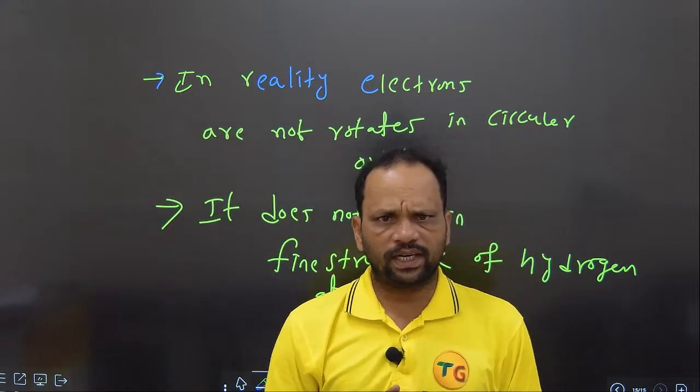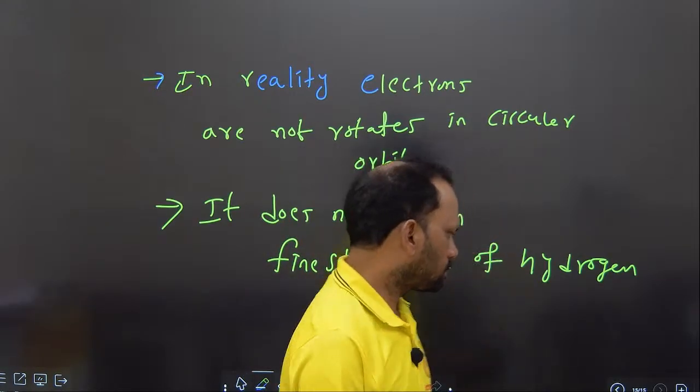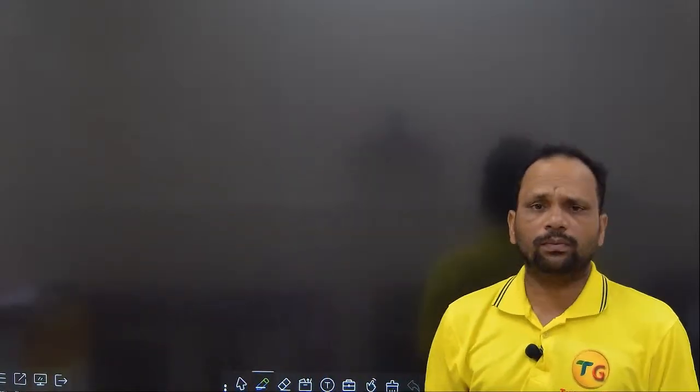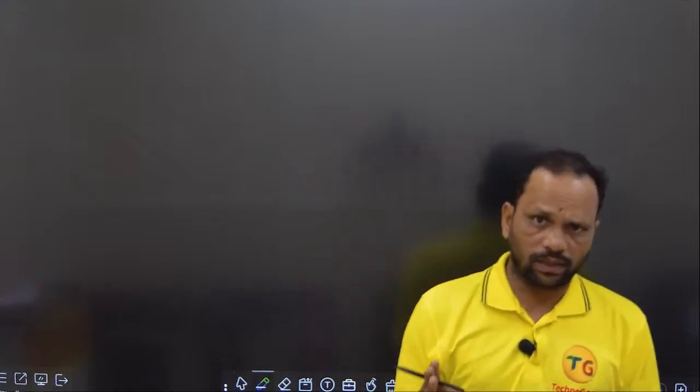Just I will give a brief explanation about the Bohr atomic model. In this Bohr atomic model, the failures of the Rutherford atomic model are overcome. There are three laws: circular orbit, stationary orbit, and energy transition. In a circular orbit, electrons rotate around the nucleus in a discrete circular orbit. That is the first one.